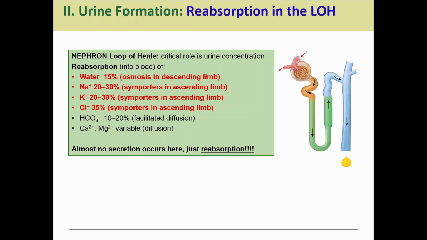We'll also have diffusion to help us with some bicarbonates as well as calcium and magnesium ions. Notice there's no secretion, really. Almost no secretion happens here, just reabsorption. So for this class, we'll simplify it down and just say there is no secretion. There's no notable secretion that occurs in the loop of Henle. It's all reabsorption. It's all the reclamation of things that are still useful.